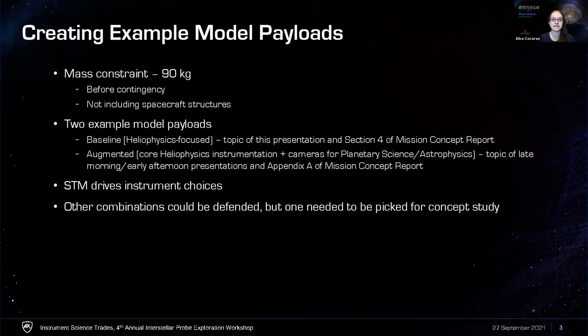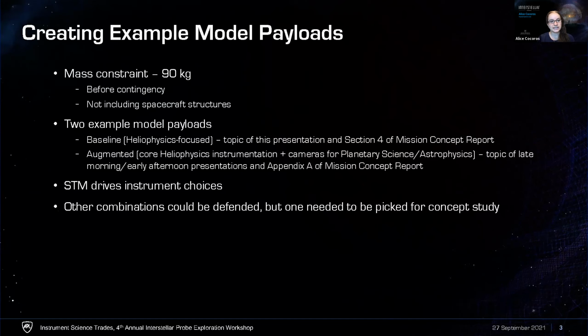I also wanted to highlight that it was really the science traceability matrix that has driven the instrument choices we made in these example model payloads. So we paid very close attention to what's in that STM in order to choose which instruments should be in our payload within the constraint that we set of this 90 kilogram bucket. It is 100% true that a number of other combinations could be defended, but we had to pick one for the concept study. So this is what we came up with.